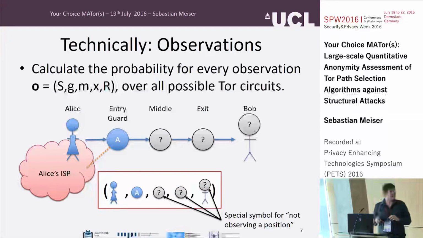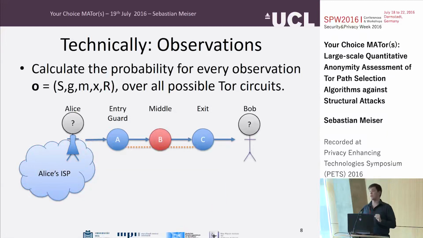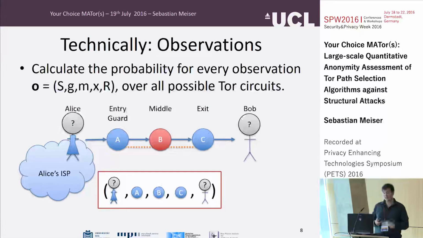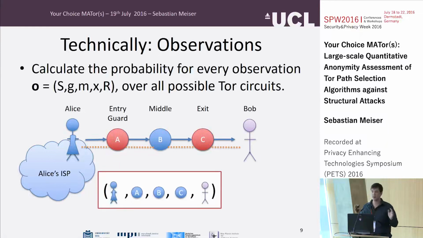All right. If instead the middle node of a circuit is compromised, it can, of course, see both entry and guard. Can't see the sender and recipient. This would be the observation. All right. If guard and exit are compromised, well, we are not very lucky, but they can see everything. So the observation is comprised of everything that is connected to this Tor circuit.